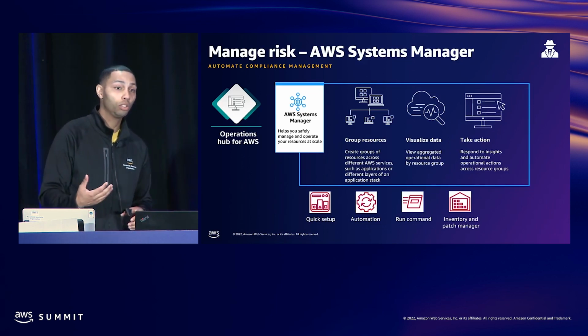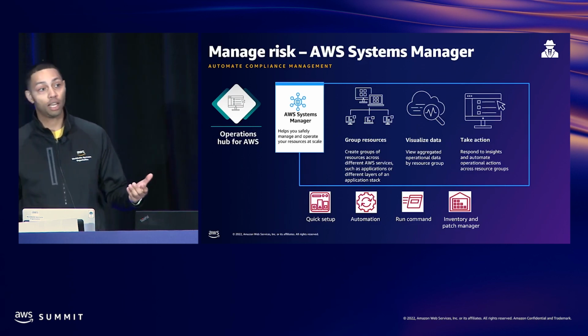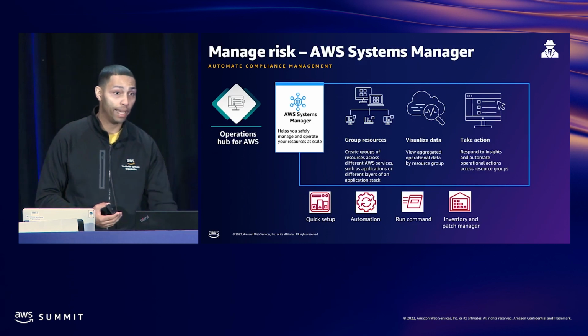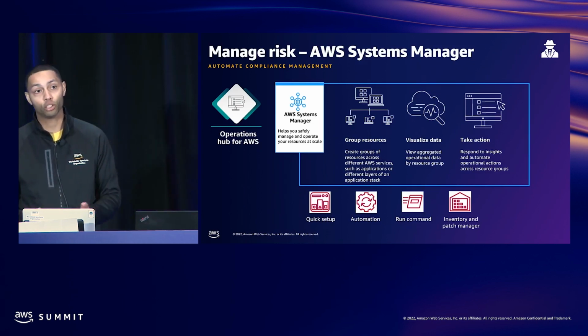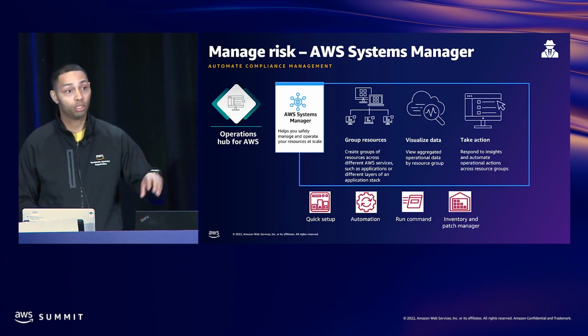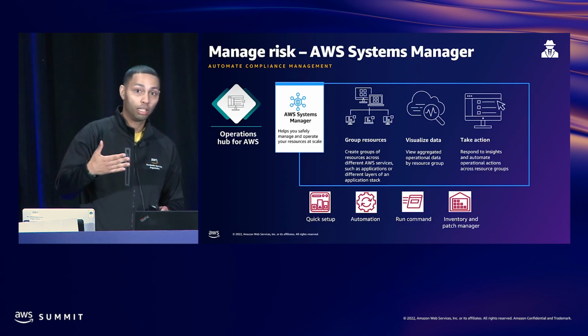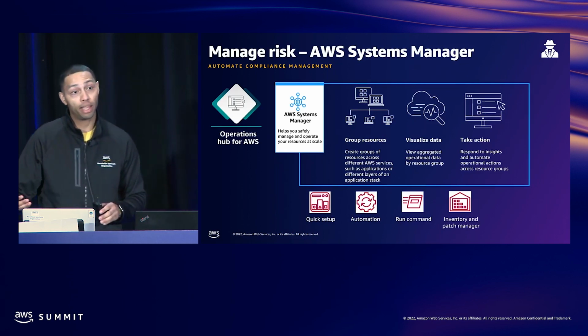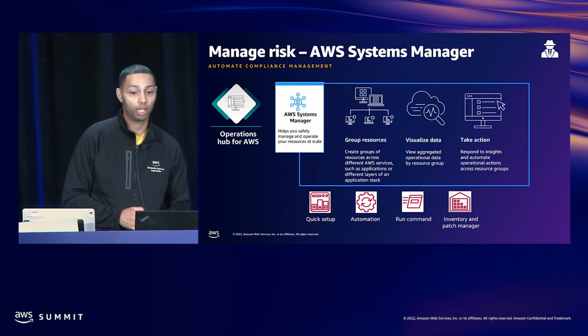So we can use Systems Manager to automate the remediation of non-compliant resources. Again, if we go back to the example with an S3 bucket that is not encrypted, we can attach an automation to our rule, which will go ahead and turn on the encryption on that S3 bucket when one is flagged for not having that encryption turned on.